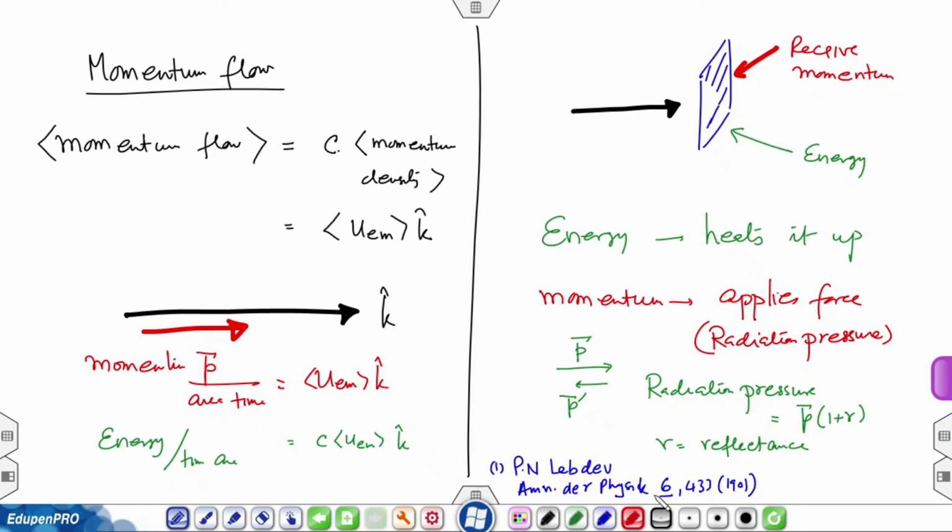It was also followed by another paper by Nichols and Hull in 1903, in Phys. Rev., volume 17, page 26, 1903. They demonstrated that radiation indeed applies pressure.